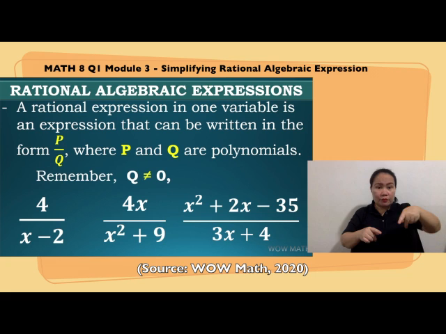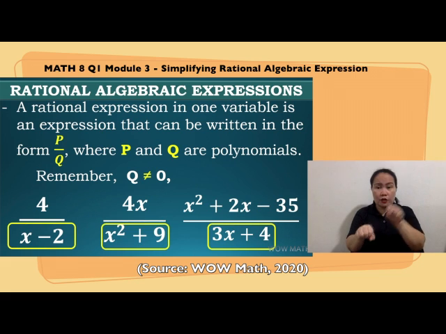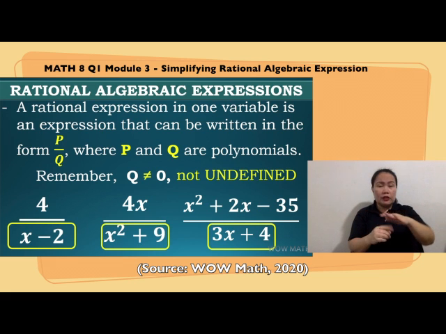Now, remember that your Q o yung denominator natin, it must not be equal to 0. So, hindi dapat siya mag-equal sa 0. Bakit? Para hindi siya maging undefined. So, remember, kapag ang denominator natin nag-equal to sa 0, that will make your rational algebraic expressions undefined. So, be careful when trying to substitute a value to the variable.